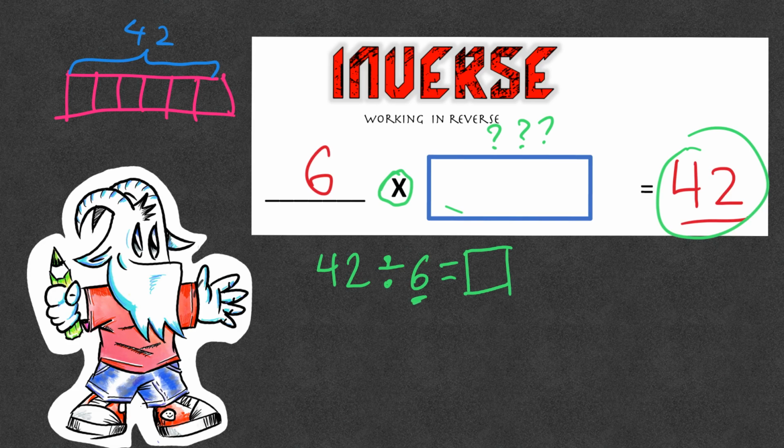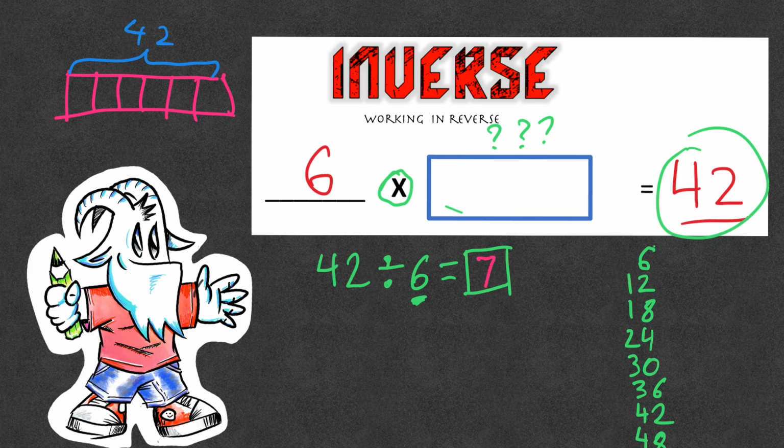Of course, I could count in sixes, and I can build a tower. So until I say 42, 6, 12, 18, 24, 30, 36, 42, 48, and I'm running out of space. Now I can count in sixes until I go to 42. 1, 2, 3, 4, 5, 6, 7.